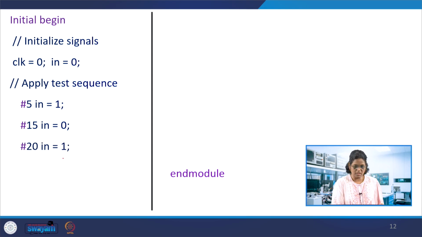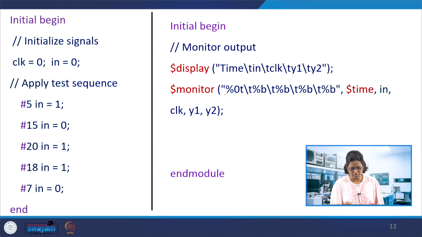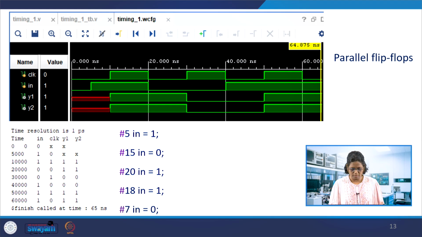Then after 20, again, these are the test cases we had given. After 18, made it 1, and after 7 again made it 0. End, and monitor these outputs, display under the monitor. So $finish after 65 time units, that is after all this calculation. So this is a test bench which we had used for getting the output.